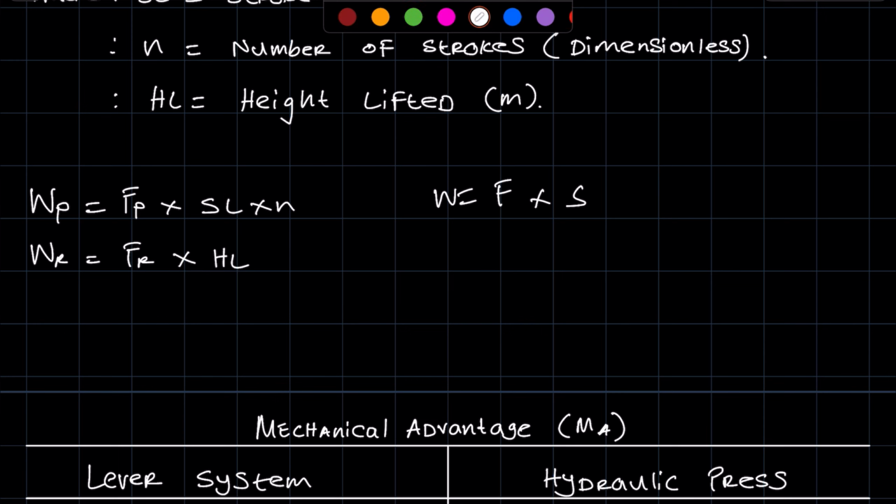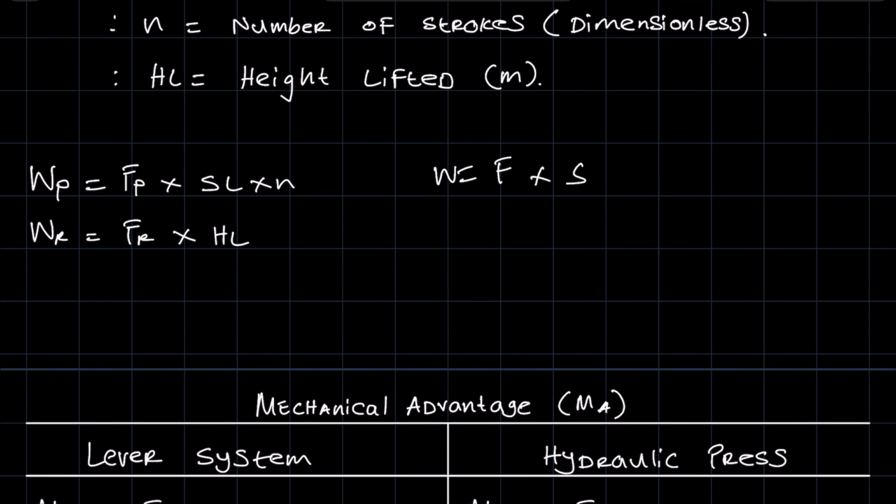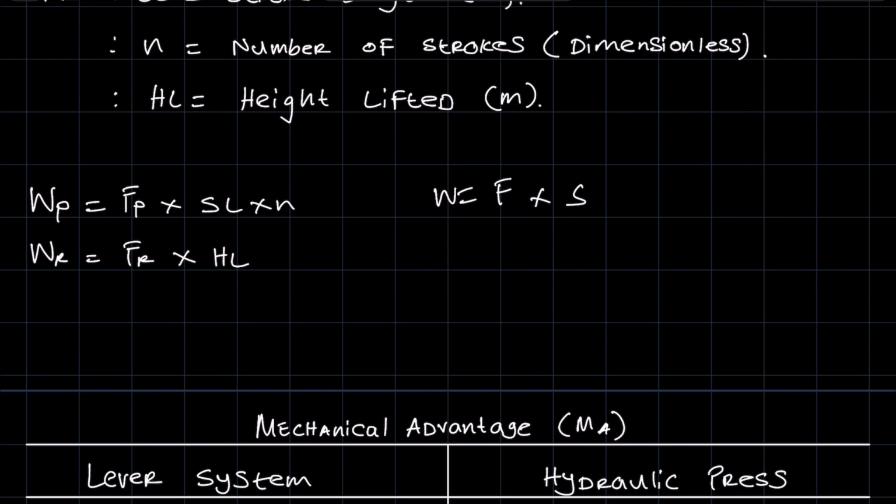So essentially this here stands for the displacement of the plunger piston. And then as far as the work done by the ram, for the force you'll use Fr, and the displacement for the ram is the height being lifted.